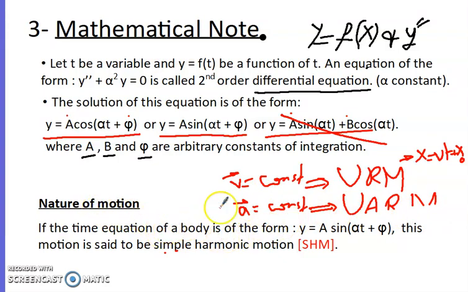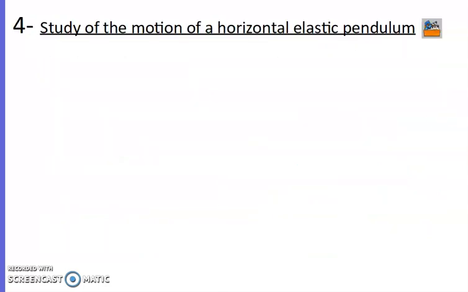Okay. Next period, and the next video, we are going to start studying simple harmonic motion or the motion of a horizontal elastic pendulum.